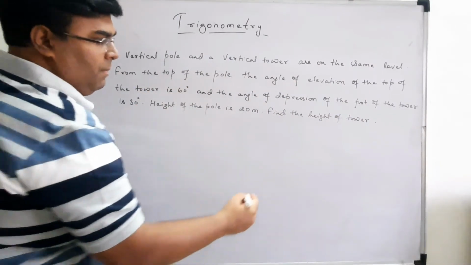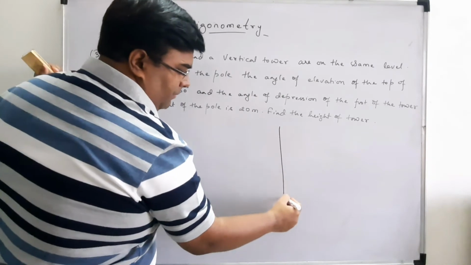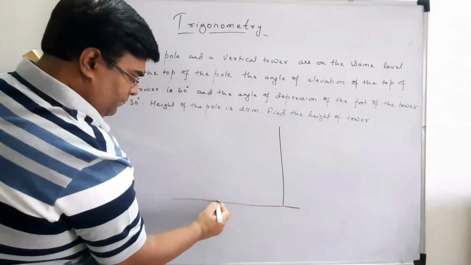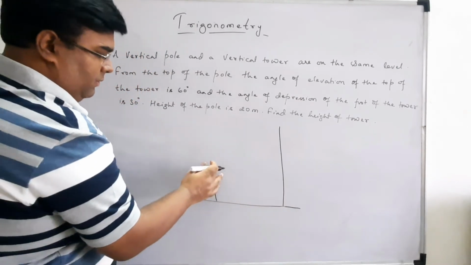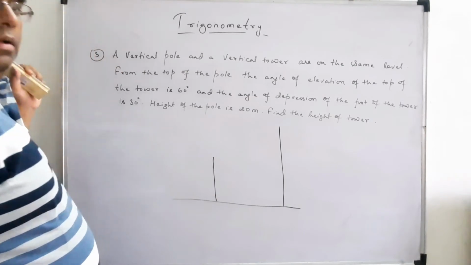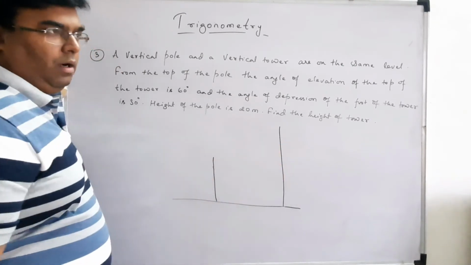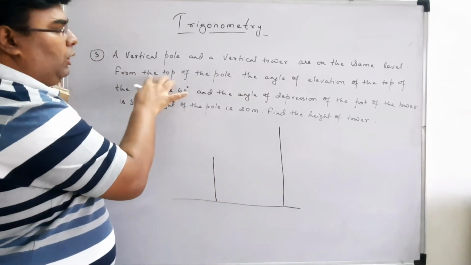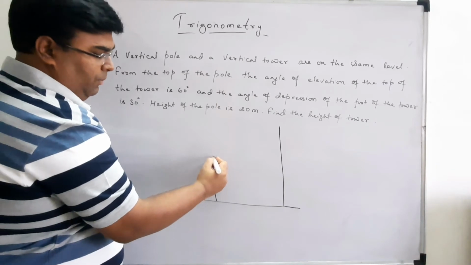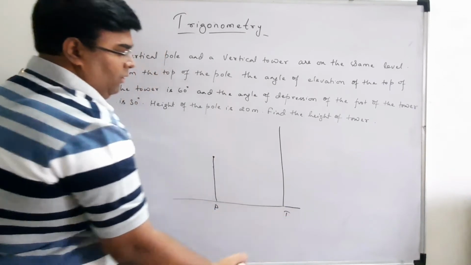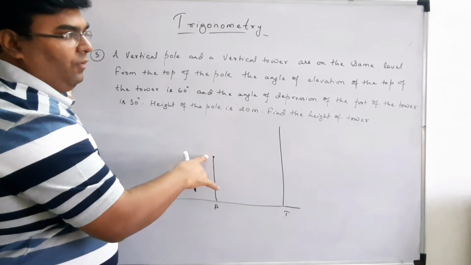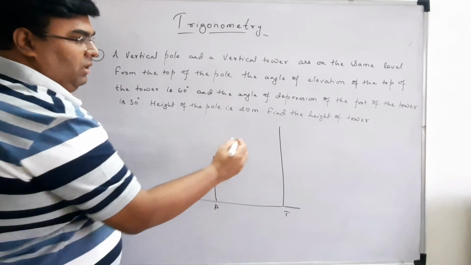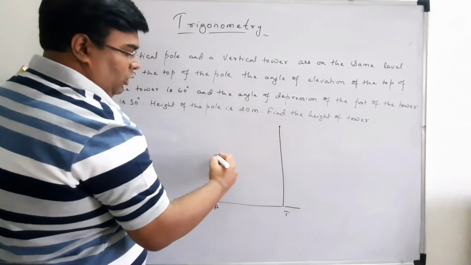Now it means that the tower is bigger and my pole, which is on the same level, you can say like this. Okay, this is my pole, this is my tower. How can I conclude that the tower is longer? Because from the top of the pole, the angle of elevation of the top of the tower is given, it means the top of the tower is higher than the top of the pole.